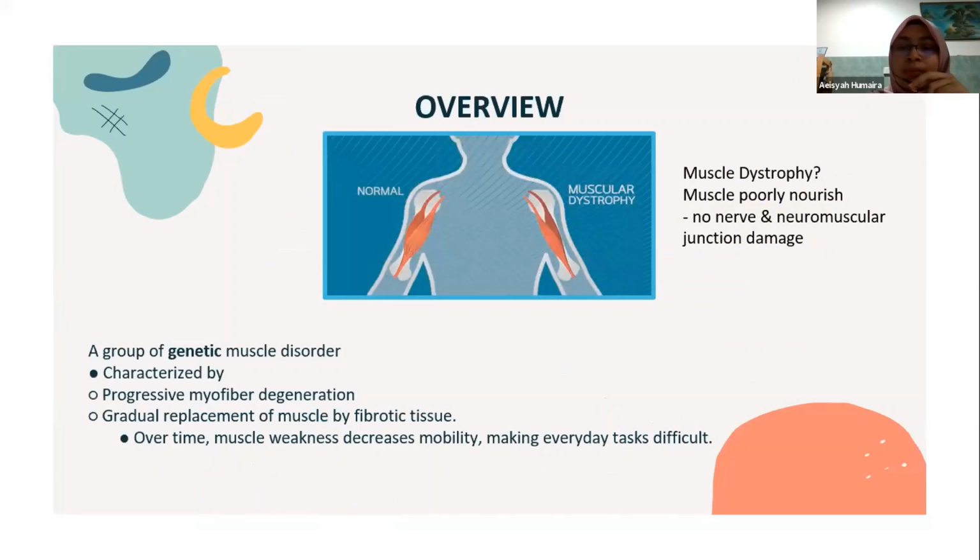Okay, so muscular dystrophy means that muscular is muscle, and dystrophy means bad nourished. So it means that muscles are poorly nourished because of the degeneration and cause muscle weakness. And the changes occur in the muscle itself, but not at the nerve and the neuromuscular junction. So it is distinguished from other causes of muscle weakness that result from nerve damage.